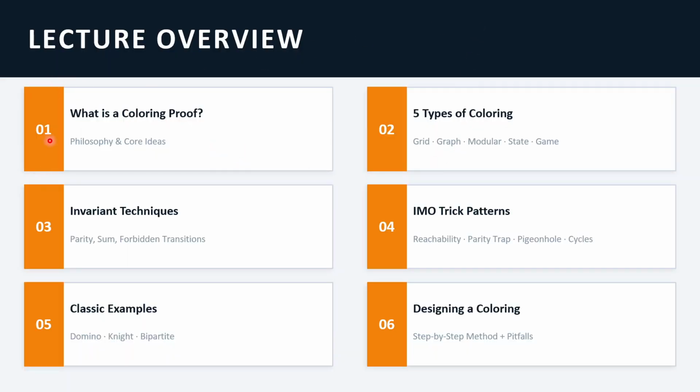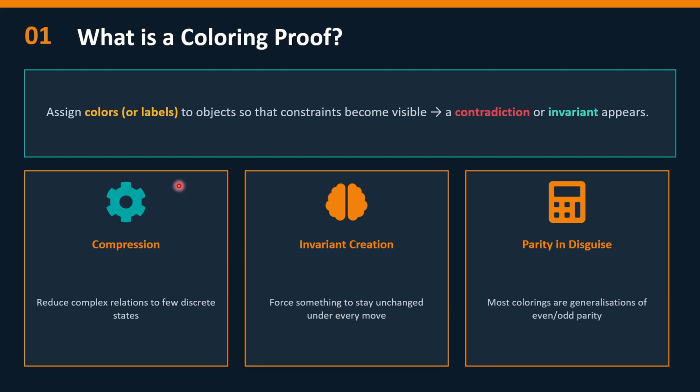This is the lecture overview. We're going to look at what a coloring proof is, and then the 5 types, invariant techniques but not completely invariant, IMO trick patterns, classic examples, and designing a coloring. Starting point: assign colors or labels to objects so that constraints become visible, and a contradiction or invariant appears.